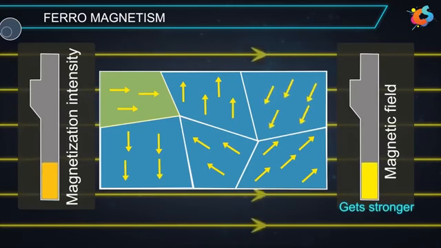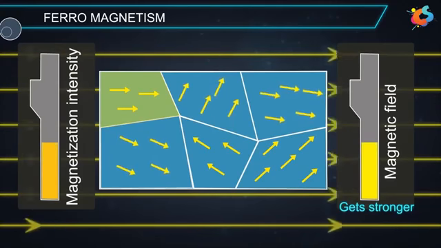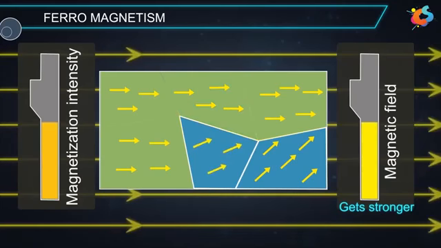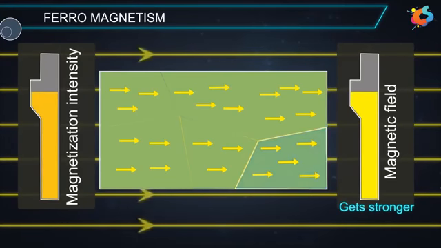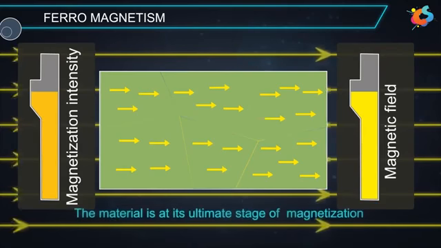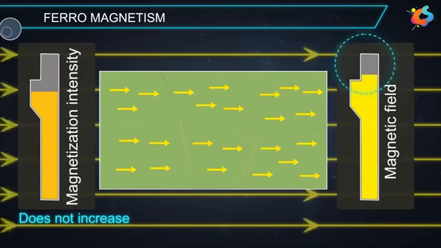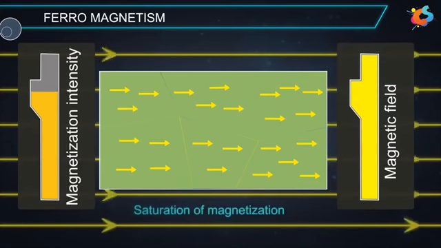As the field gets stronger and stronger, more and more domains start aligning with the external magnetic field. The magnetization intensity goes on increasing. Then, for a particular strong magnetic field, the magnetic moments of all the domains get aligned in the direction of the magnetic field. Now, the material is at its ultimate stage of magnetization. Magnetization does not increase even if the external magnetic field is increased. This stage is also called saturation of magnetization.